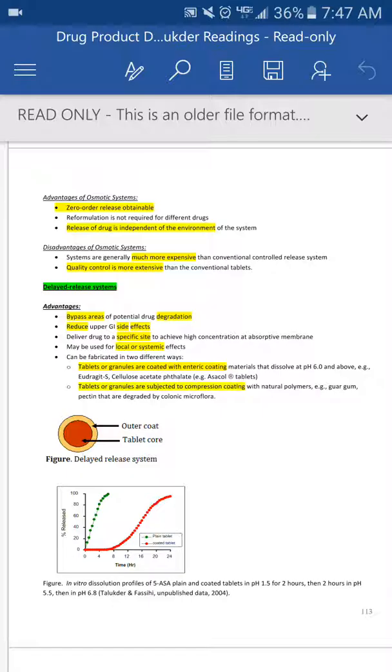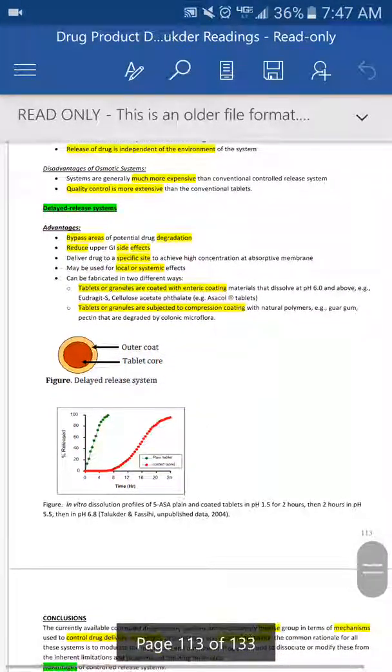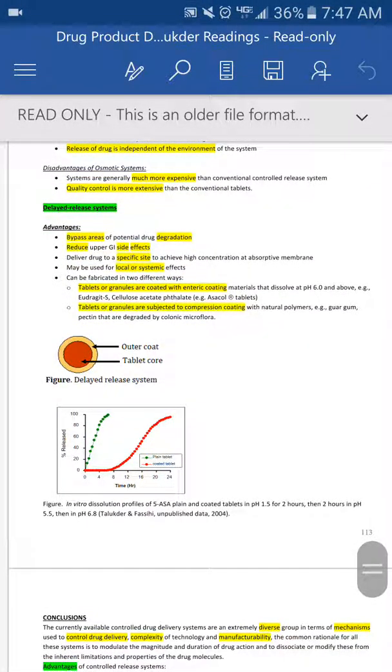Deliver drug to a specific site to achieve high concentration at an absorptive membrane. So you can deliver a drug like this to a specific site, like the lower GI, in order to reach the large intestine, in order to achieve a high concentration at that particular absorptive membrane. Now, it also may be used for local or systemic effects.